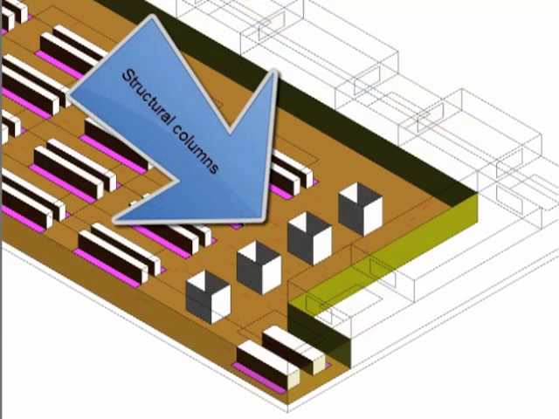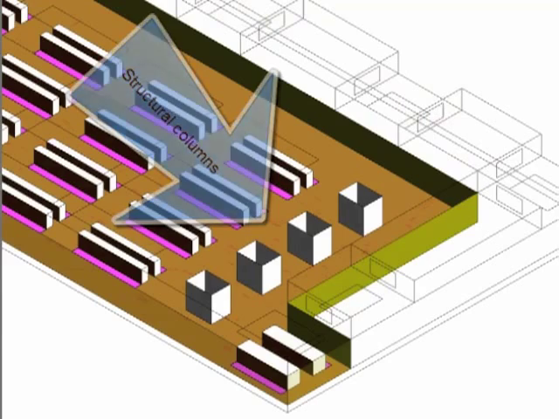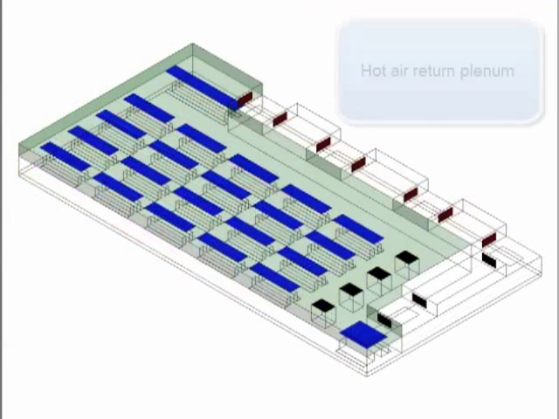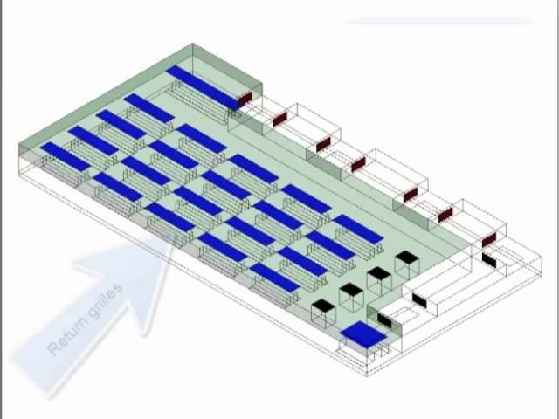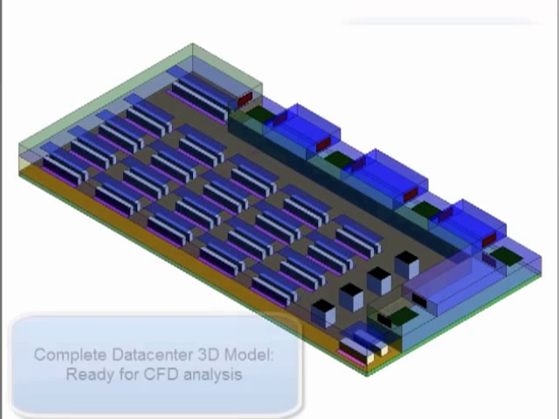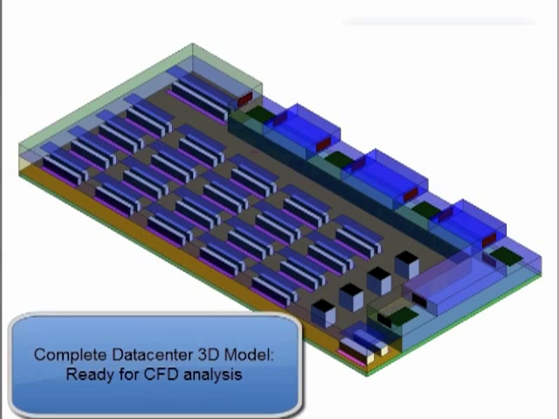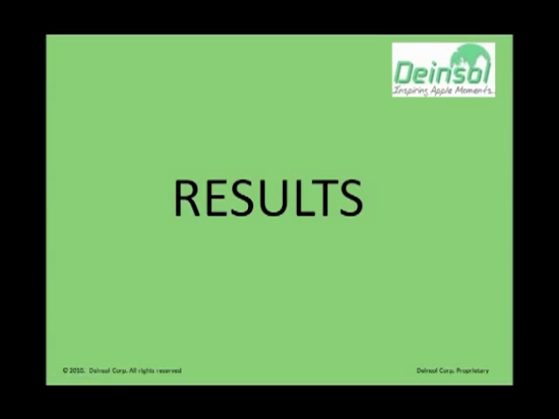We included structural columns in the 3D model as they were an obvious obstruction to airflow. We are now seeing the hot air return plenum. Hot air comes out from the main data center space through grills and goes back to the air handling unit. This is the complete 3D model of this data center. The CFD analysis has been performed on this model, and we will move on to the results.